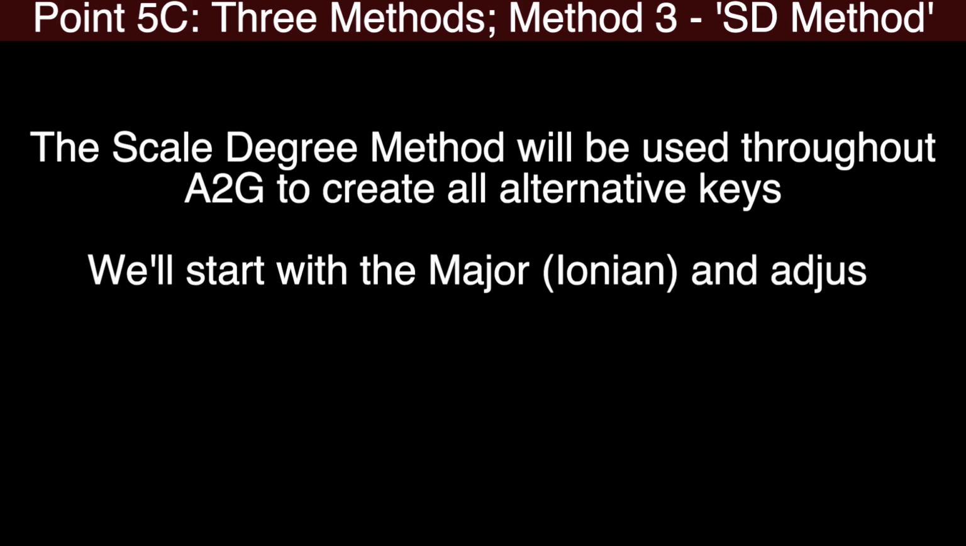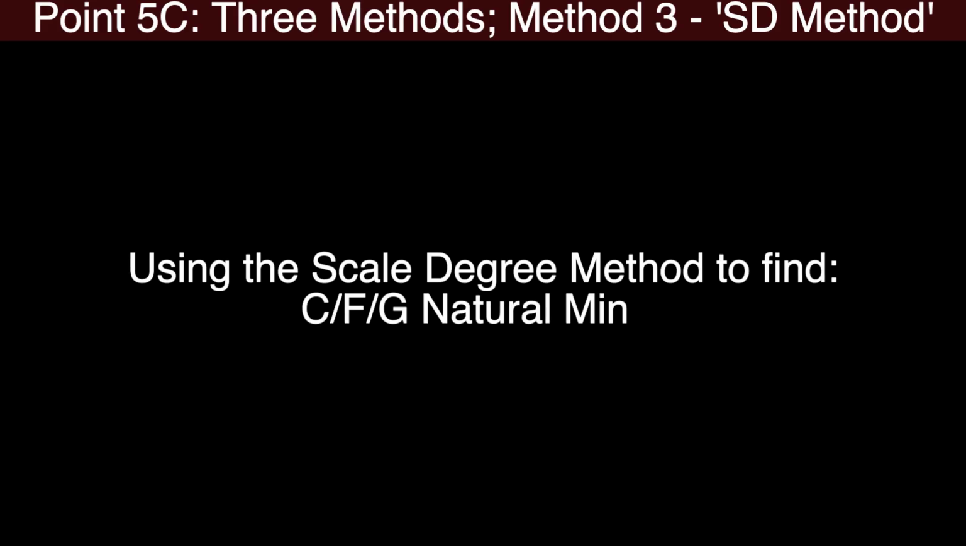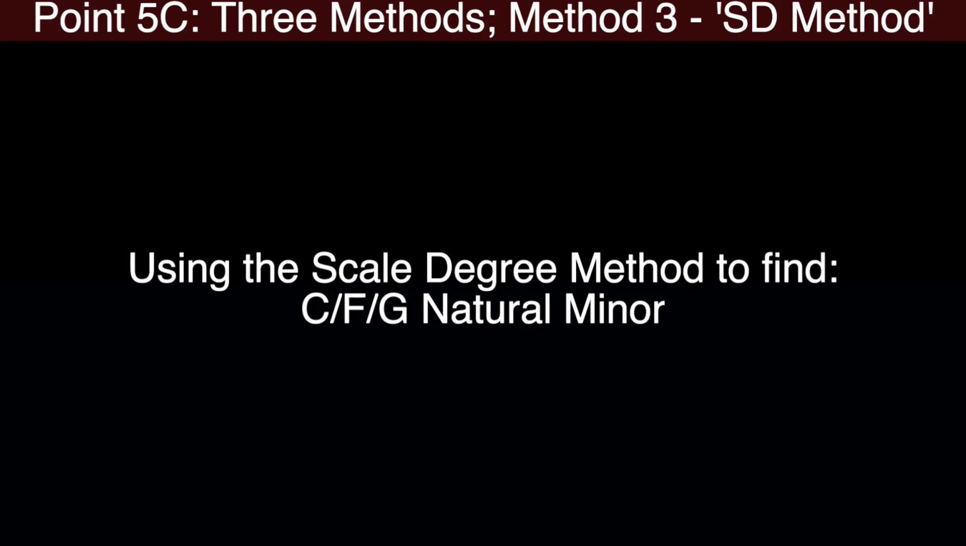The scale degree method is the approach we will use in A2G to create all alternative keys. We'll start with our major Ionian and then simply adjust its scale degrees. That's all we have to do in order to create our new musical roadmaps. Super quick, super easy, minimal theory to remember. Let's go through the process of method 3 to find C, F and G natural minors, beginning with C major.